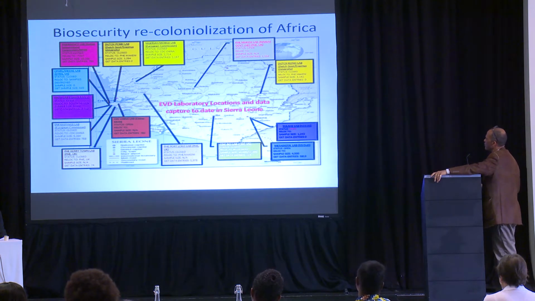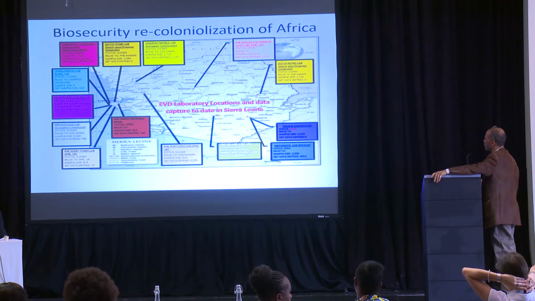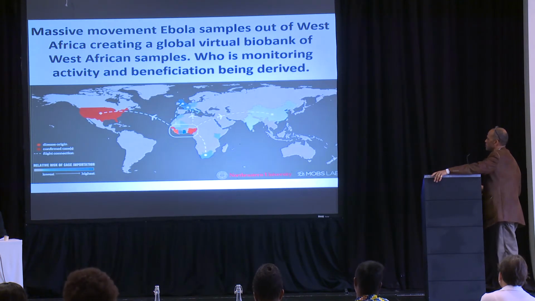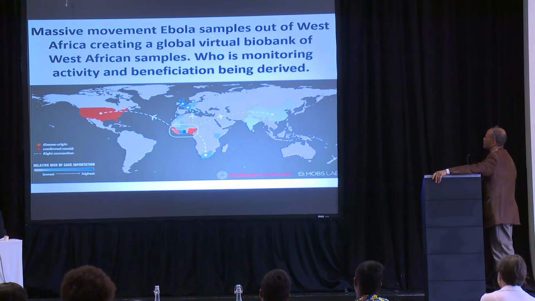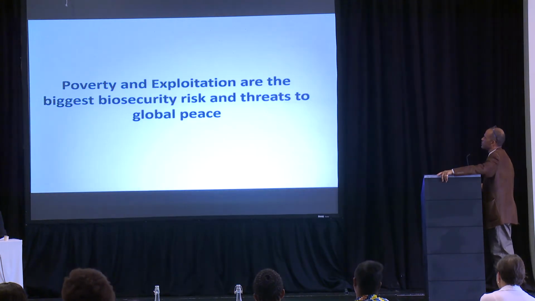Now, Sierra Leone, for example, was recolonized by a biosecurity event. All these boxes show the number of partners that came into Sierra Leone to contribute to the outbreak response. And they all acquired samples and data, and many of these samples and data left the region. So there was a massive movement of Ebola samples out of West Africa, creating a global virtual biobank of West African Ebola samples. Who is monitoring the activity around these samples and the beneficiation that's been derived from them?